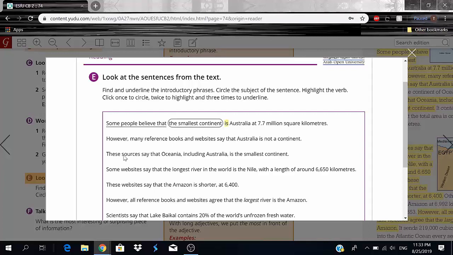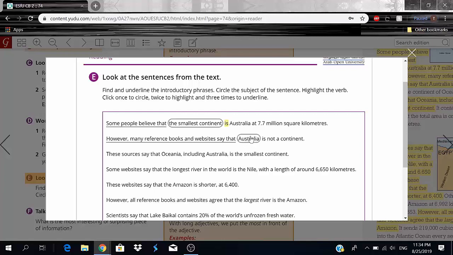Now let's move on. "However, many reference books and websites say that," and I'm going to stop right here. I don't want "however," but I could use it, so I'm going to use this as an introductory phrase. So, "However, many reference books and websites say that Australia" is the only word that's the subject in our sentence.